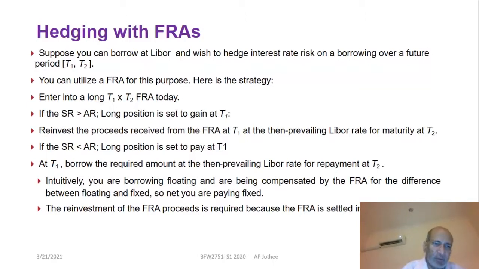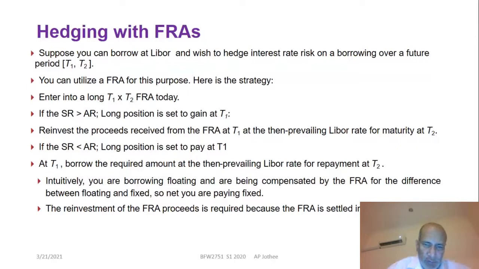If the SR is lower than AR, then the long position is set to pay. Then it's going to be negative, they lose. So at T1, borrow the required amount. That's why you have to do the T1 because you have to know how much to borrow. Then anyway, it will come to the T2 figure that you have to pay.